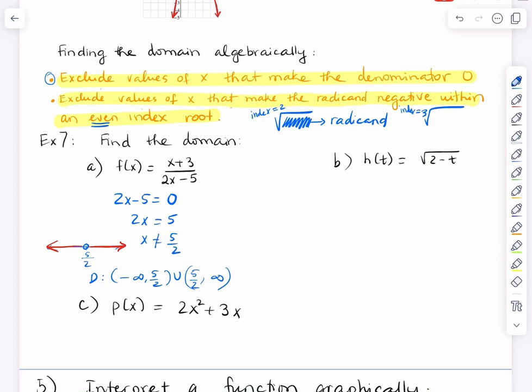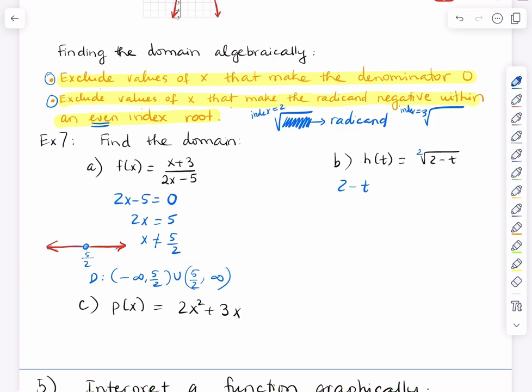Part B, h of t is equal to the square root of 2 minus t. So that would be the second restriction. The index here is an even index. It's a square root. You can imagine the invisible 2 there. We want the radicand to be non-negative at all times. So basically what it means is the radicand can never be negative. So we want to exclude values of x that make the radicand negative. So 2 minus t here is the radicand.